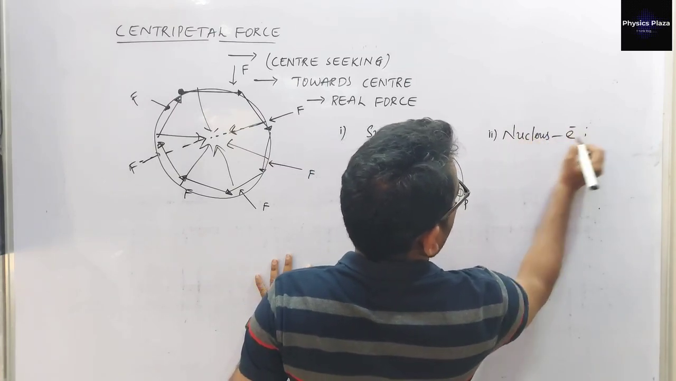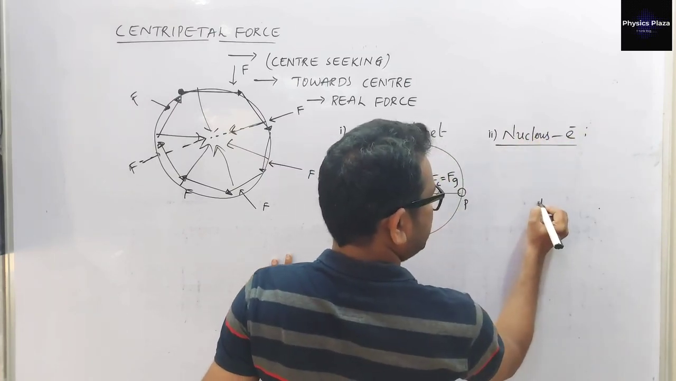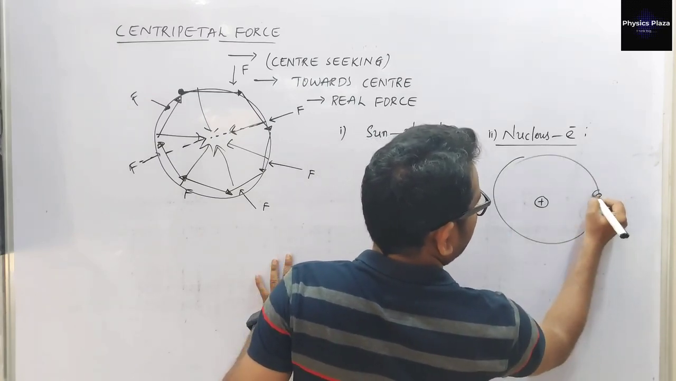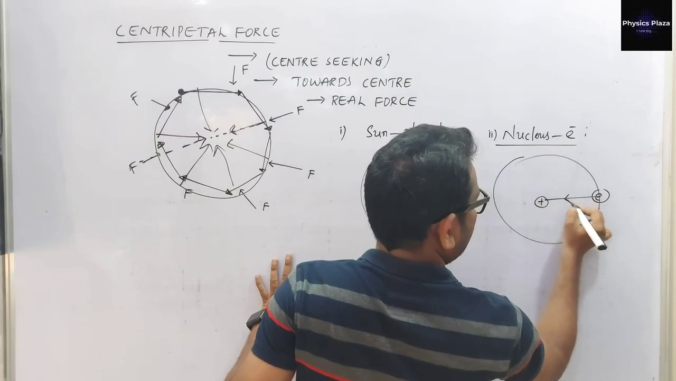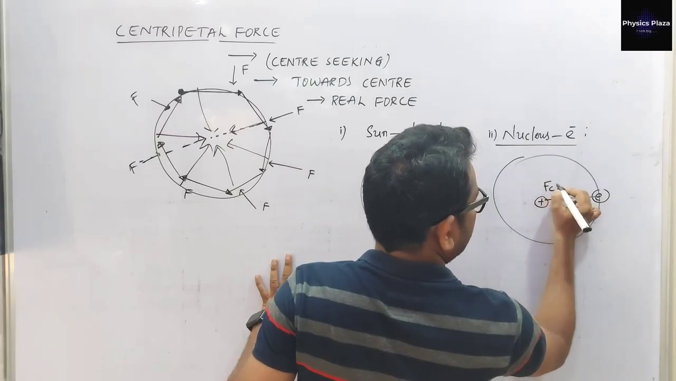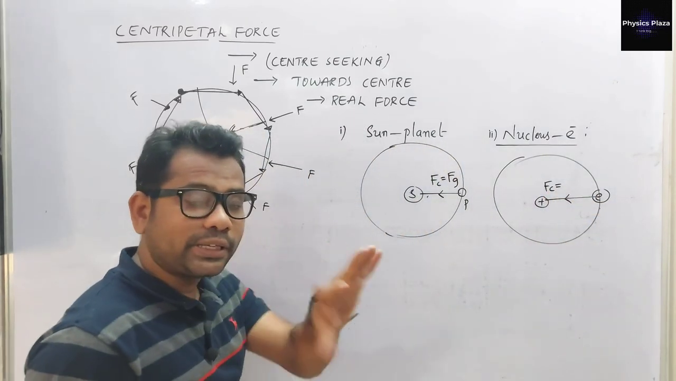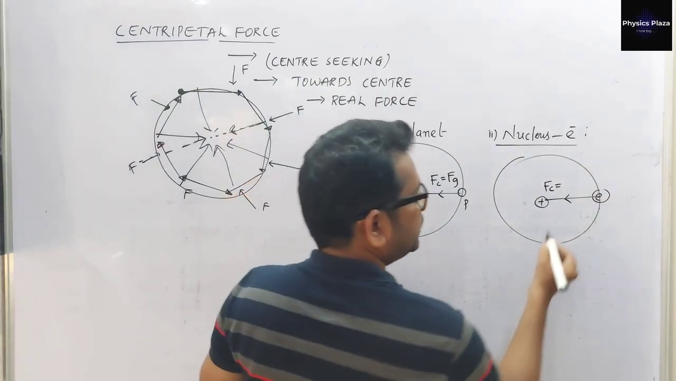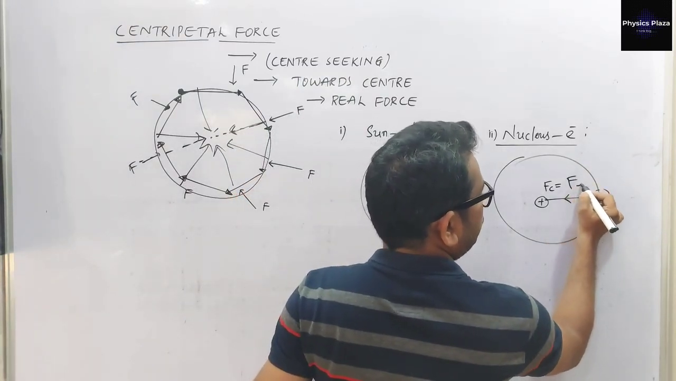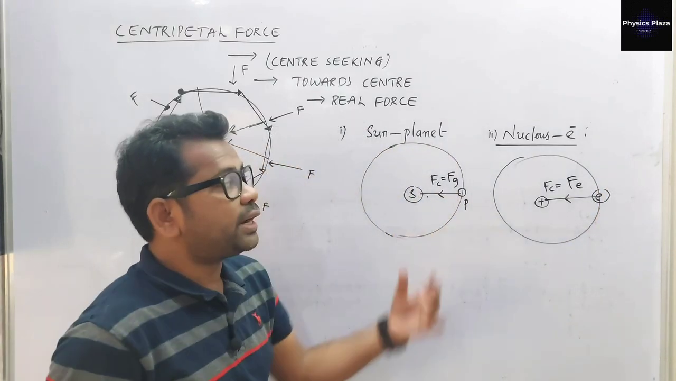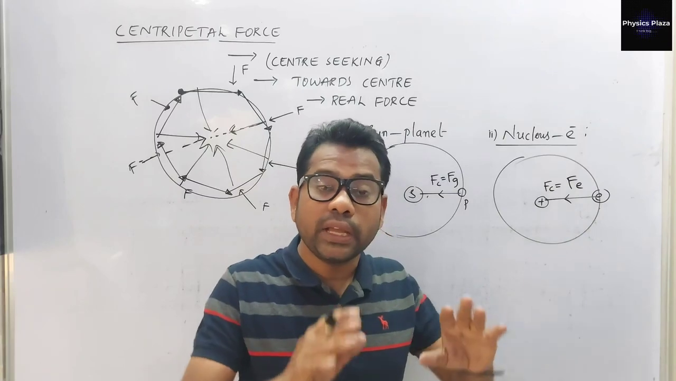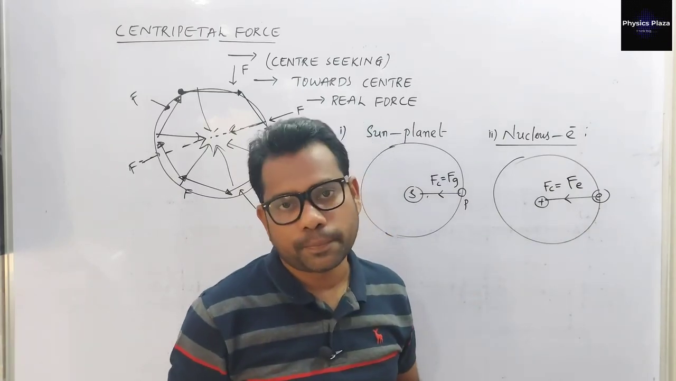Nucleus electron system. So children, here is a nucleus. Around the nucleus, electron will be revolving. So here also, as electron is revolving in a circular path, means what, children? There will be a centripetal force. But here, who is providing that centripetal force, children? Here, the electrostatic force. The electrostatic force between nucleus and electron is providing required centripetal force.